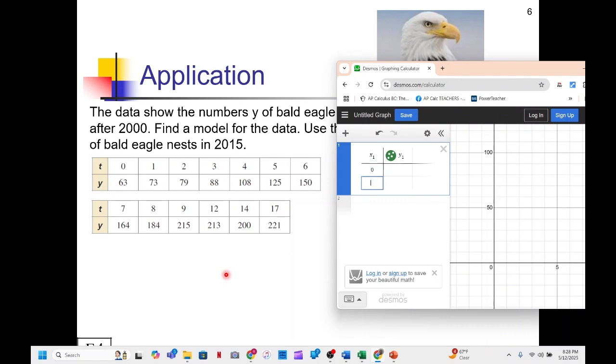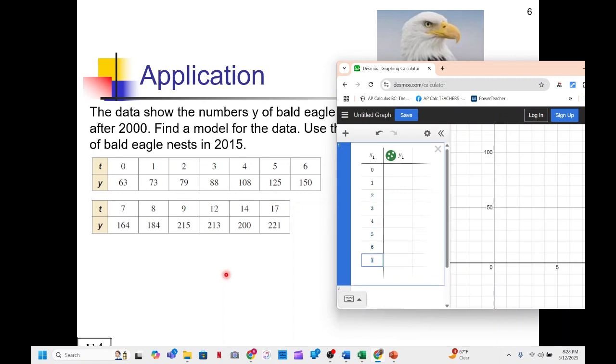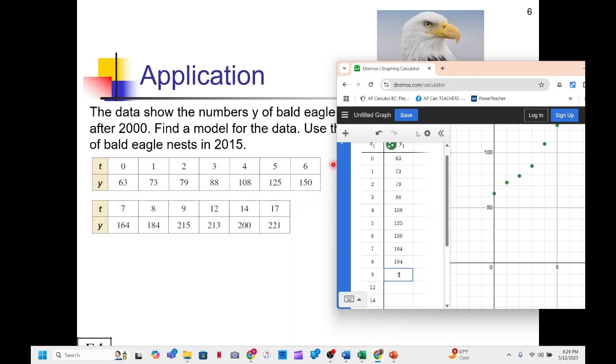So we've got 0, 1, and then 3, 4, 5, 6, there we go, 7, 8, 9, and then this next one is not 10, it's actually 12, 14, and 17. So we have to off-road a little bit with those x values. And now for the corresponding y values, we had 63, 73, 79, 88, 108, 125, 150, 164, 184, 215, 213, they went down that year, 200 down again, but then they bounced back up to 221.